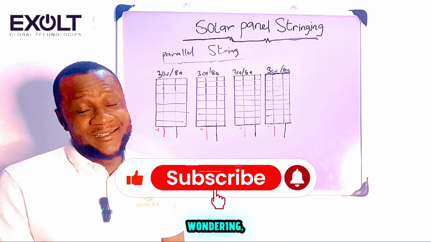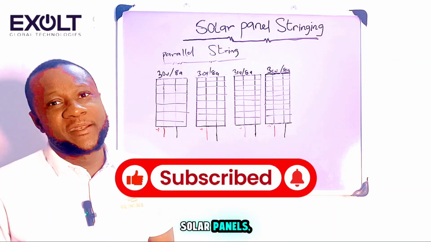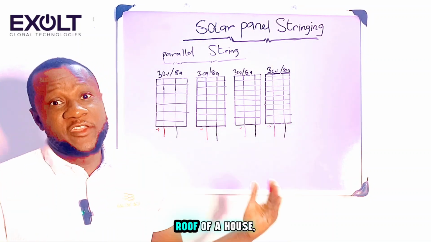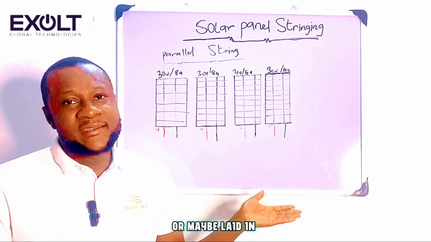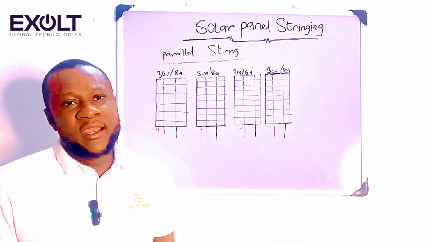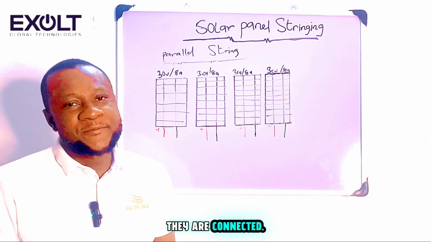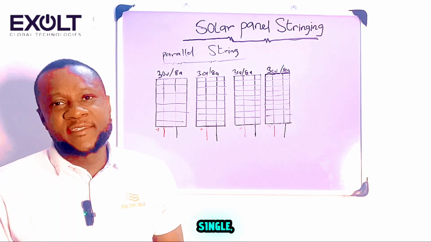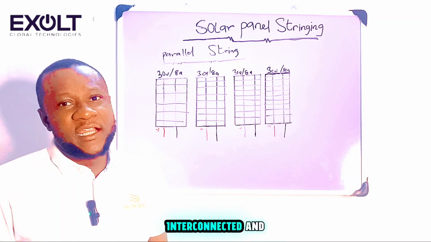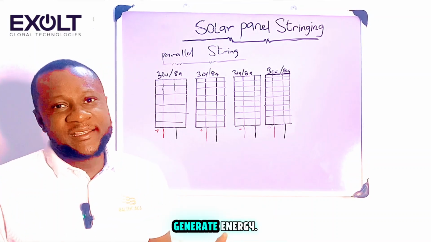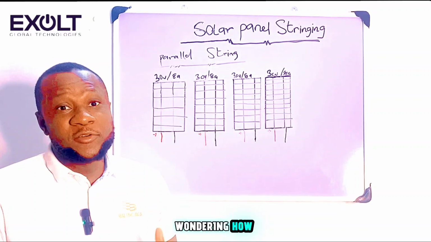I know you'll be wondering, most times when you see a lot of solar panels, probably on the roof of a house or maybe laid on some platforms, how they are connected, because these are single panels interconnected and arranged to generate energy, and you'll be wondering how this is done.